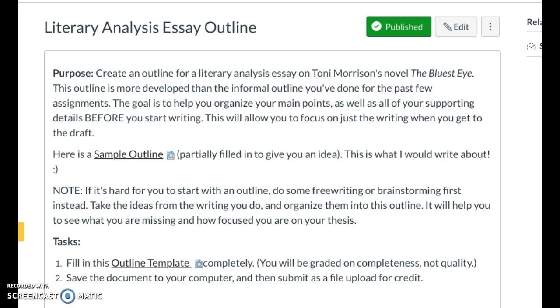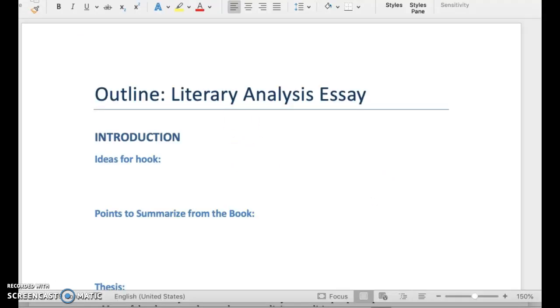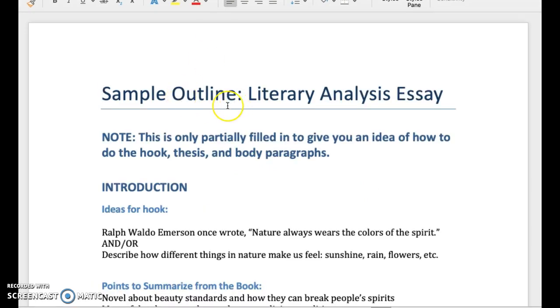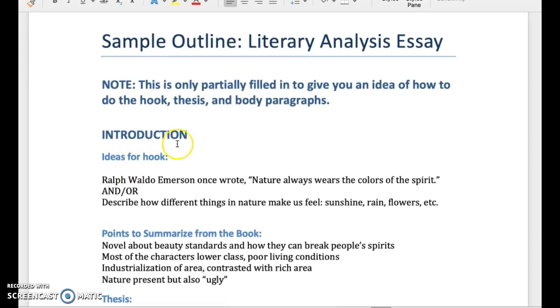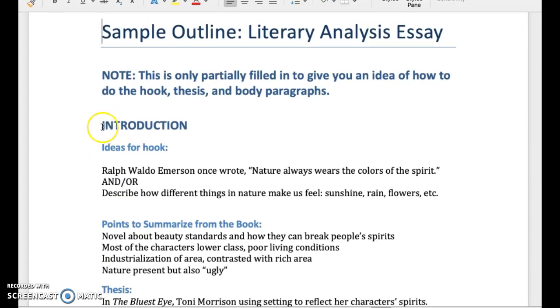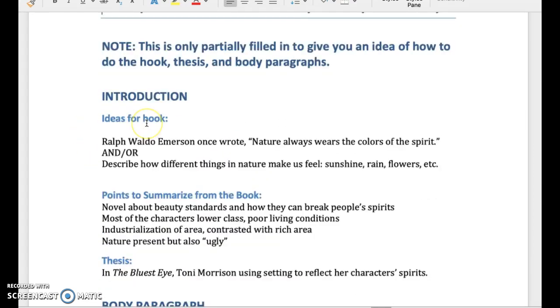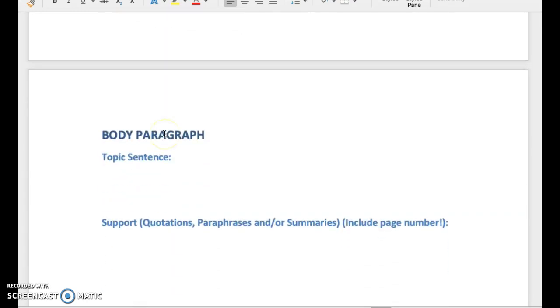All right, so what I've done also is I have a sample outline for you to download and look at. That is here. This is not completely filled in, but I filled in some of it to give you an idea. So I have it broken into paragraphs. That's what the capitals are. So there's the introduction paragraph, and then there's body paragraphs.